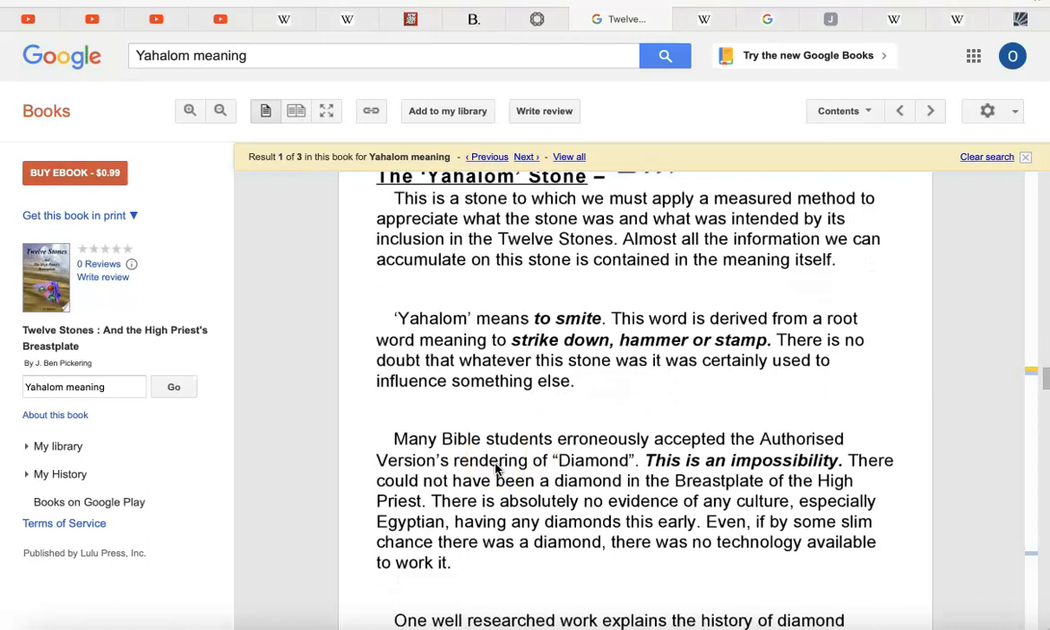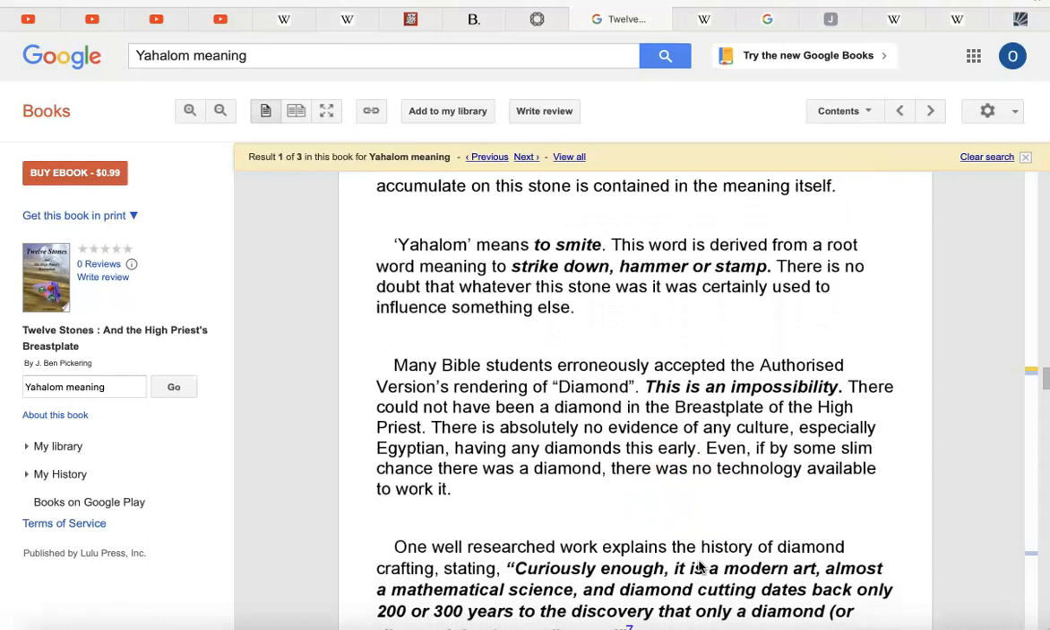It goes on. Many Bible students erroneously accepted the authorized version's rendering of diamond. This is an impossibility. The author puts it in italics and in bold. This is an impossibility. There could not have been a diamond in the breastplate of the high priest. There's absolutely no evidence of any culture, especially Egyptian, having any diamonds this early. Even if by some slim chance there was a diamond, there was no technology available to work it.